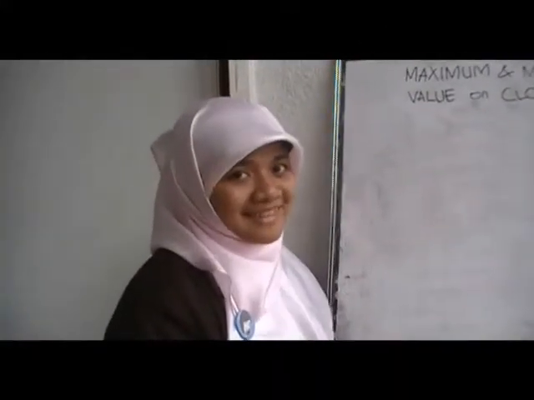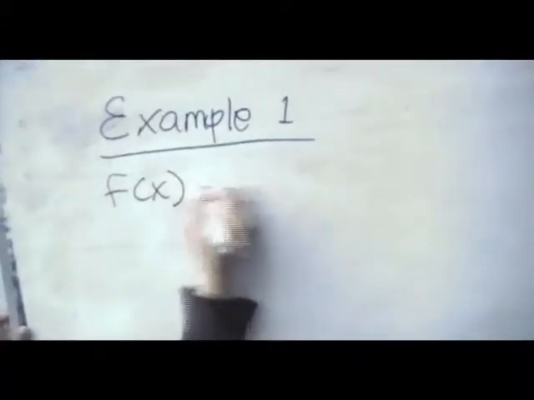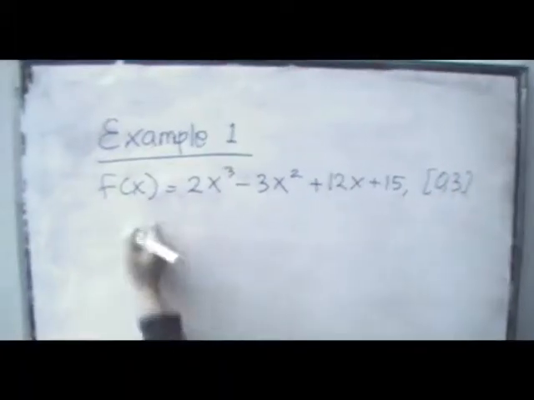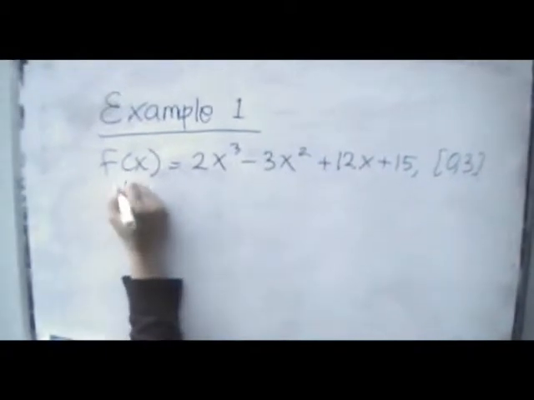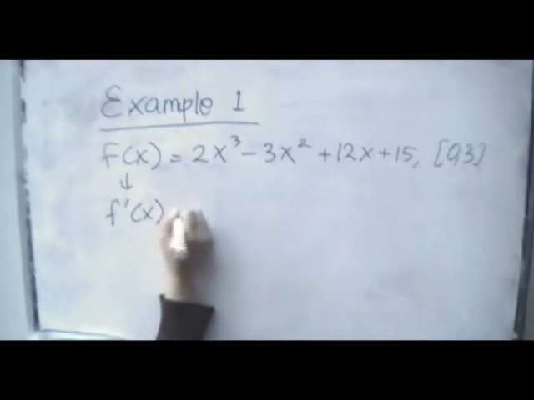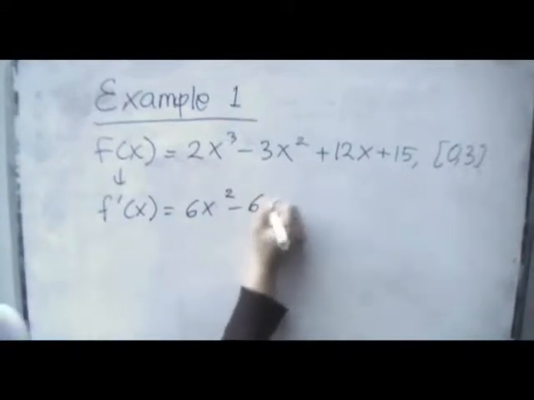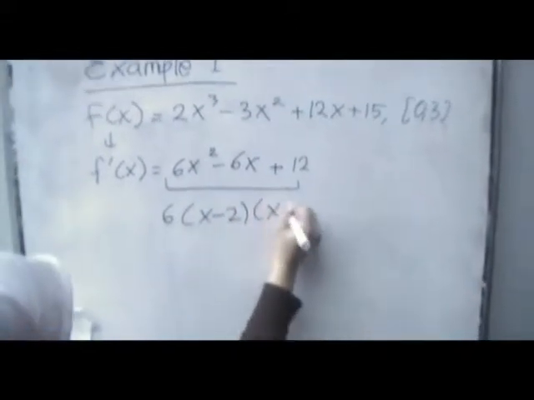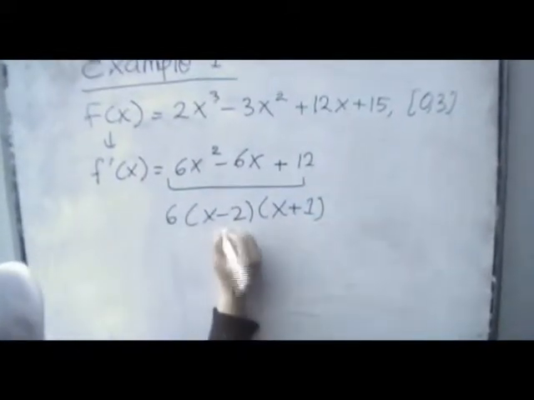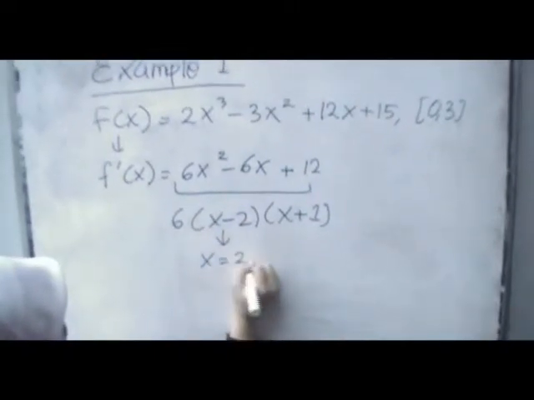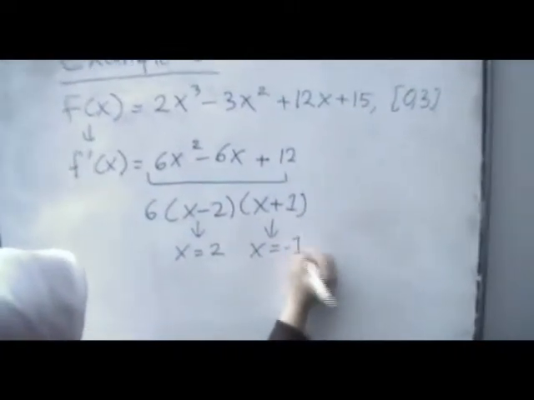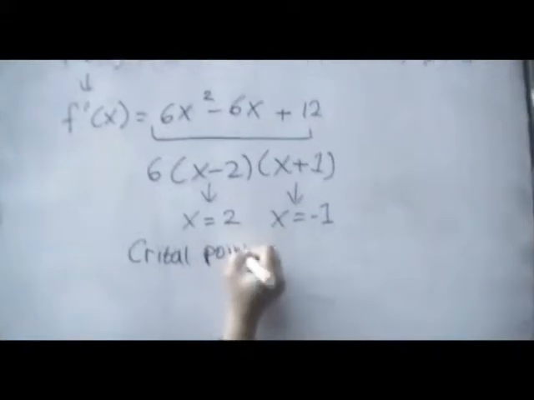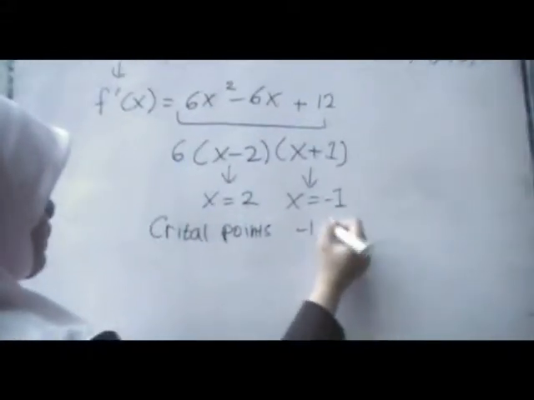And this is an example. We need to find the maximum and minimum value on a closed interval, and we have the closed interval 0 to 3. So first we have to differentiate f(x) and get f'(x), and then we have to factorize it. So we get x equal to 2 and x equal to minus 1, and these values are the critical points, that is minus 1 and 2.